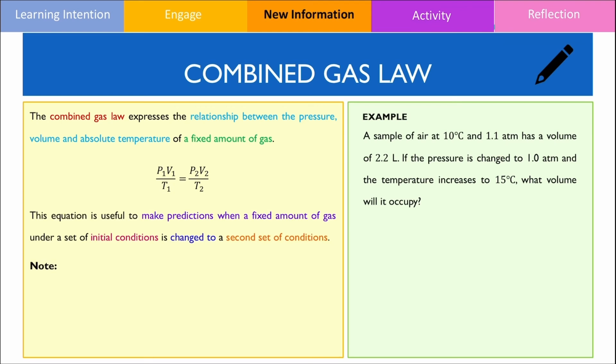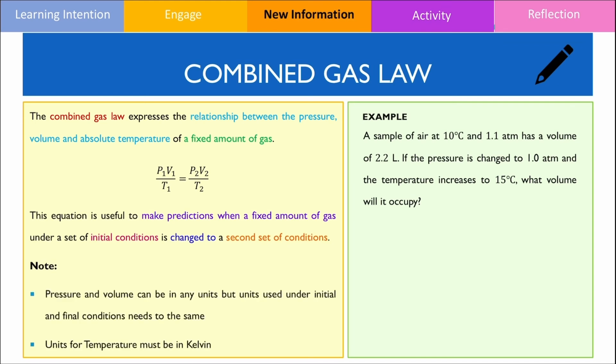There are a few things that I would like to address when you're using the combined gas law. Firstly, we could use any units for pressure and volume in the formula as long as the units are consistent with one another. However, temperature must be converted and expressed using the Kelvin scale.